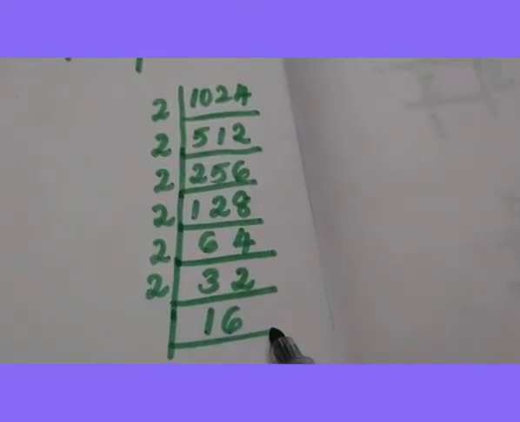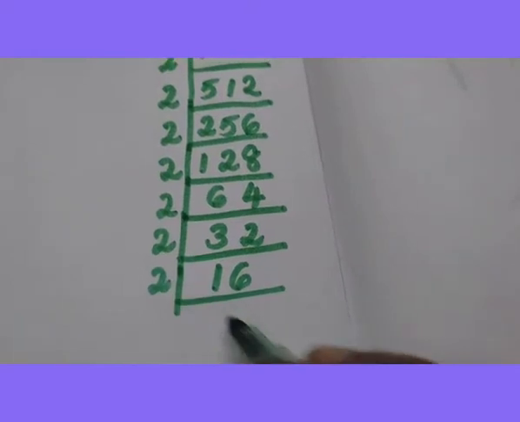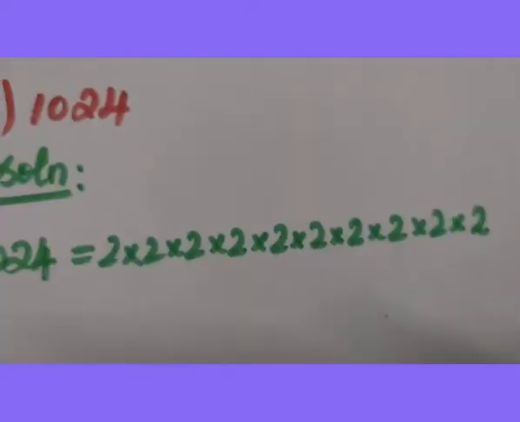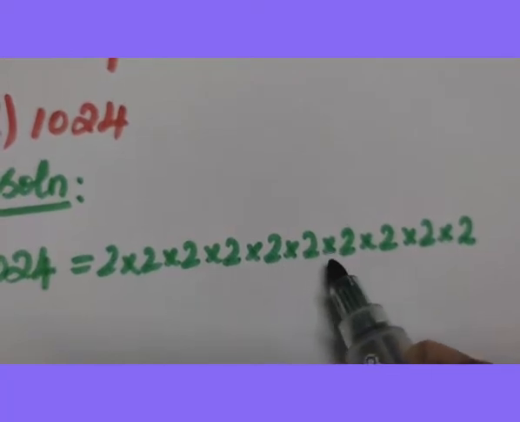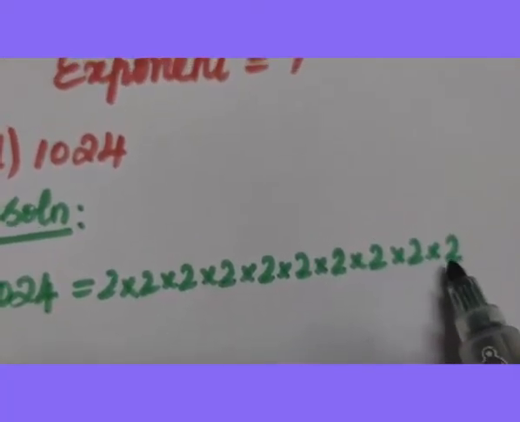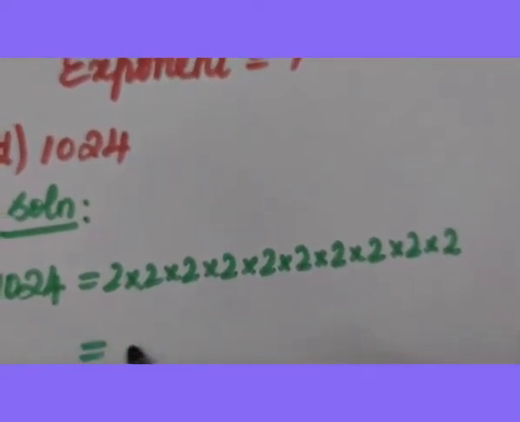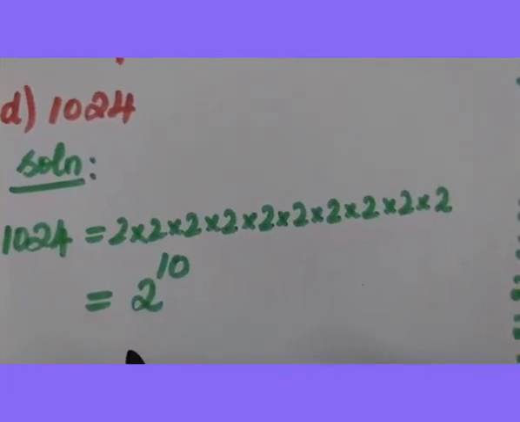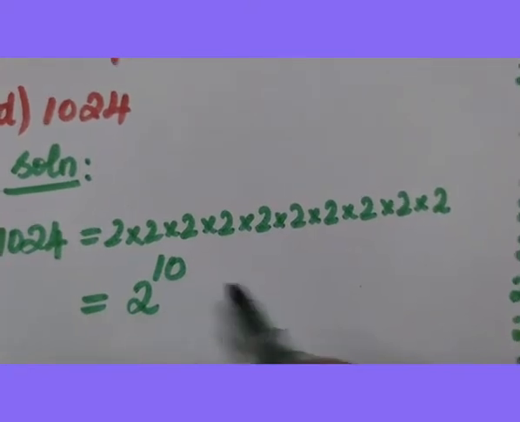6 2s are 12. Again, it's an even number, is it not? So we can divide by 2. 2 8s are 16. Again we can divide by 2. 4 2s are 8. Again we can divide by 2. 2 2s are 4. Again we can divide by 2. 1 2 is 2. Okay. Now this number can be written in exponential form as 2 × 2 × 2 × 2 × 2 × 2 × 2 × 2 × 2 × 2. Okay, 2 multiplied 10 times. So we can write as 2 raised to the power 10. Okay, here base is 2 and exponent is 10.